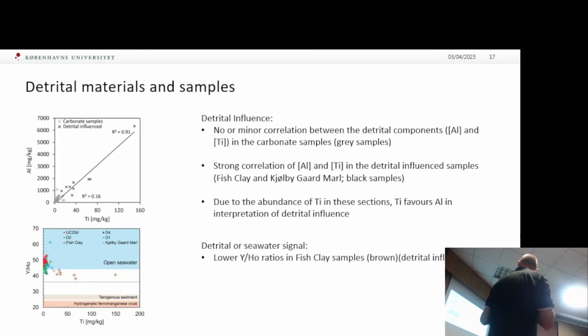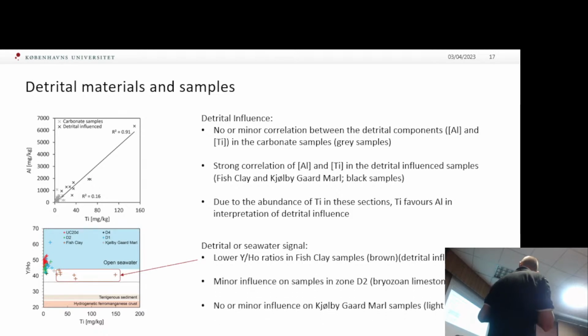Then we used yttrium-holmium ratios in the fish clay samples, which are the brown ones, and they show also that this is definitely not from seawater. There are definitely some other elements that influence these samples. So we only have a minor influence on the samples in the bryozoan limestones, and no or minor influence on the Cerithium marls.